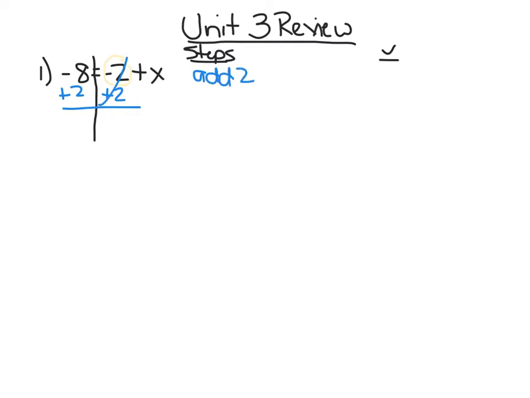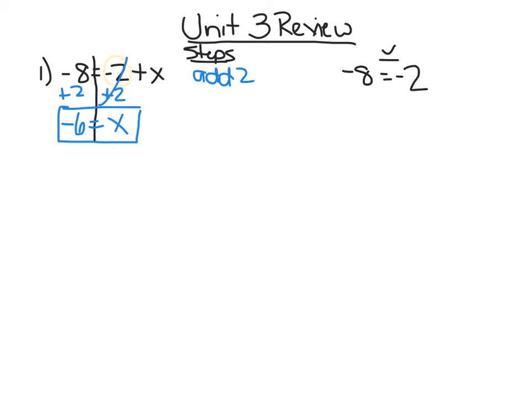And then we call this a one-step equation, because there's only one step, right? We added the 2, now the x is by itself, so negative 8 plus 2 is negative 6, so my answer is x equals negative 6, right? Only one step.